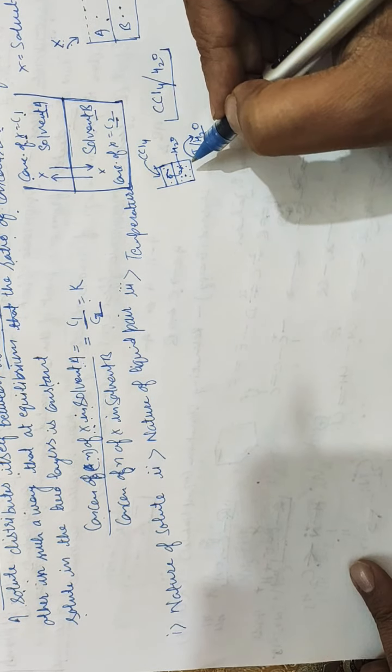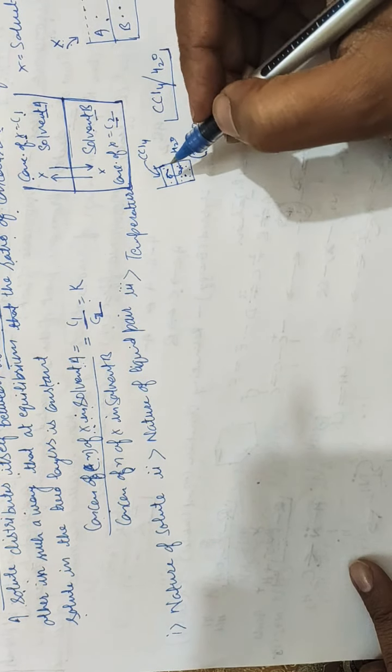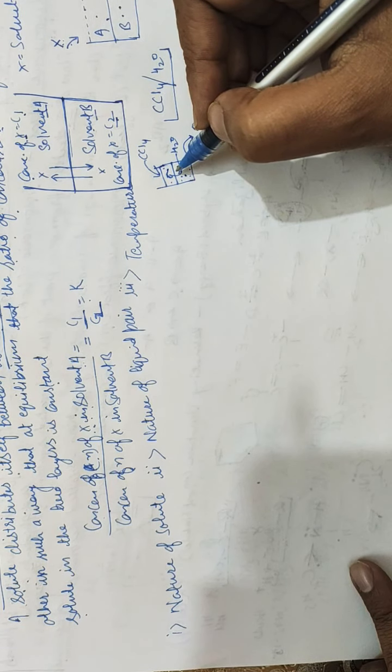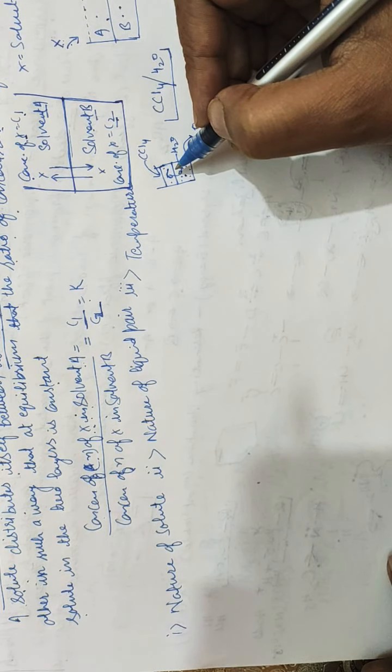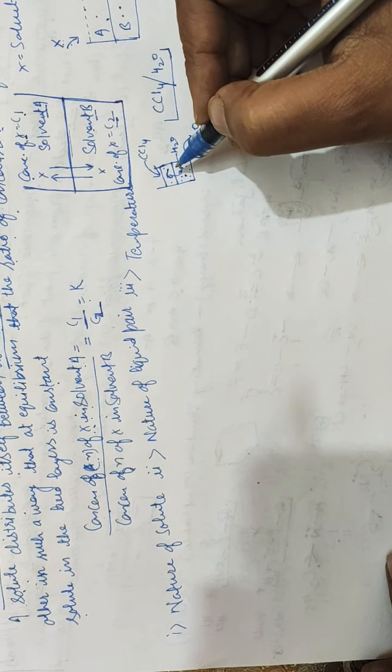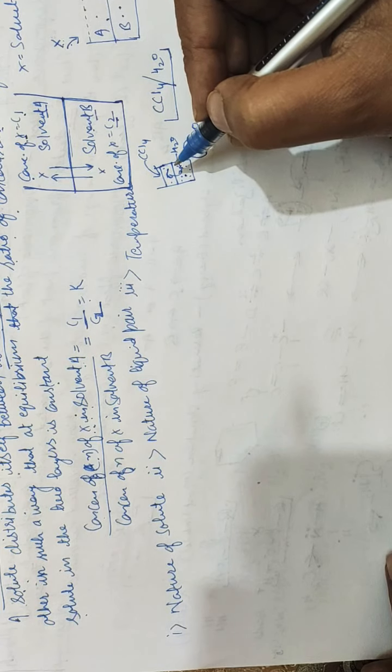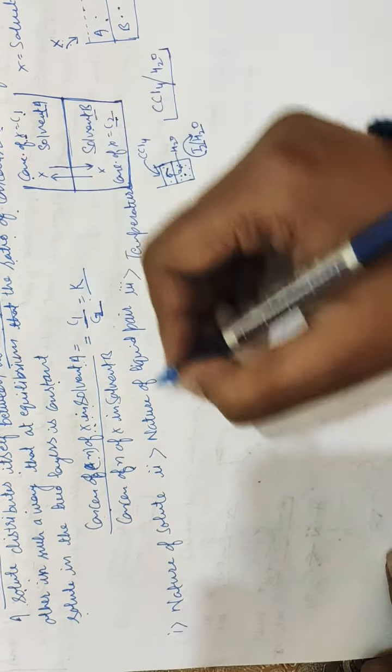So this iodine is 86 times more soluble in carbon tetrachloride than in water. Due to higher solubility, most of the iodine passes into the CCl4 layer. In simple words, iodine is distributed between two immiscible solvents, water and carbon tetrachloride. Further, this K is called the partition coefficient.